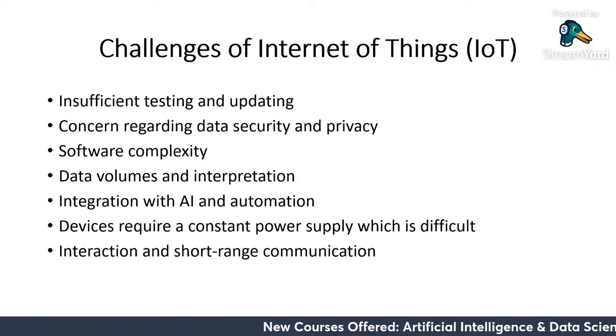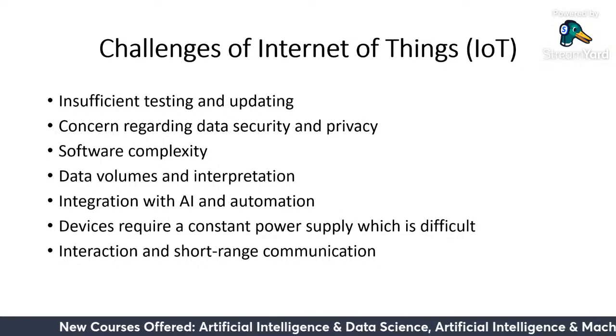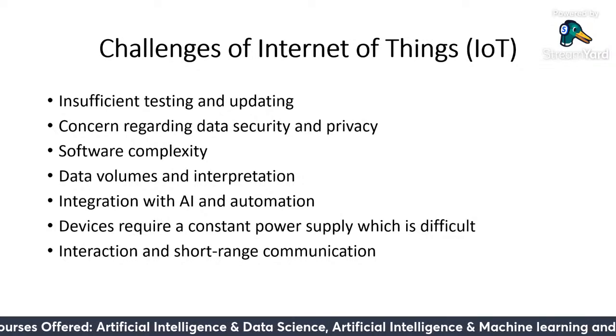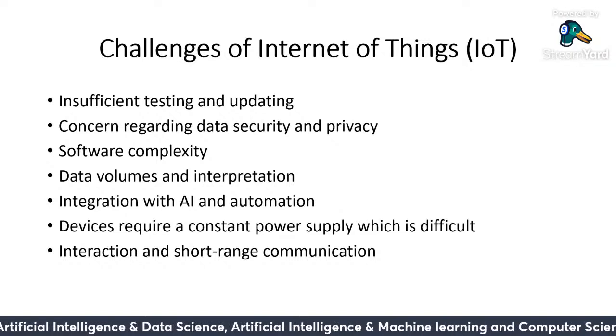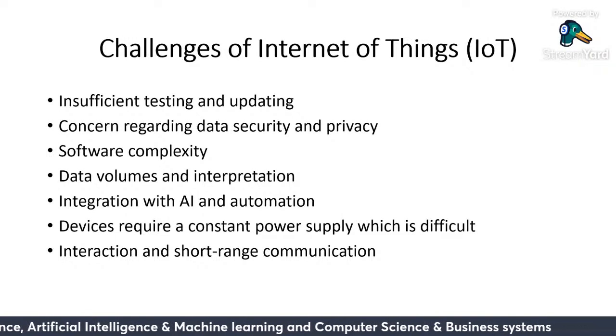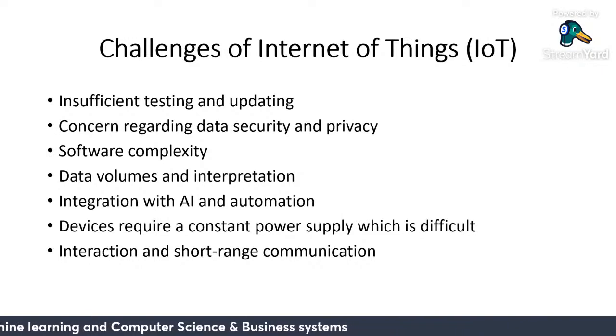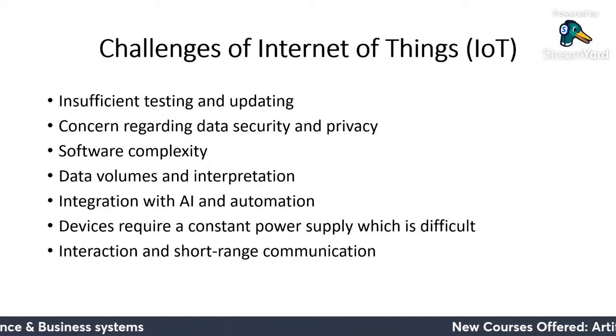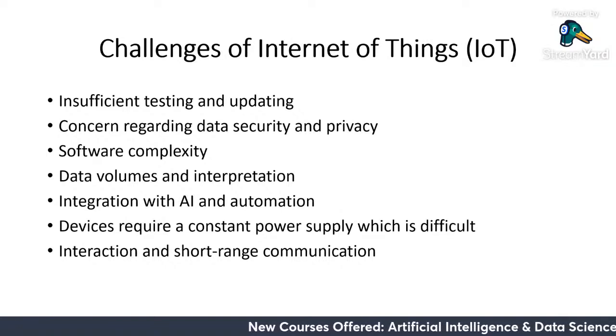And concern regarding data security and privacy. Coming to data security, it is open source, so the hackers can easily hack the IoT system, using a Linux system or something, etc. And software complexity. Nowadays, the IoT systems we use have complex software, with hundreds and hundreds of lines of code to do a small operation in the IoT devices.